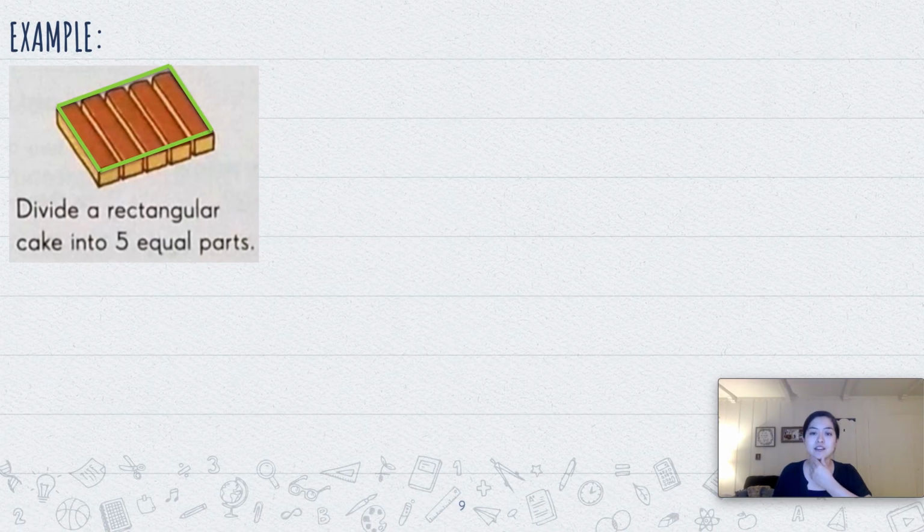And look at that, I outlined this in green to represent the whole. That's the entire cake. This one slice here is called a part. There are 1, 2, 3, 4, 5 total parts in this whole. Let's look at another example.